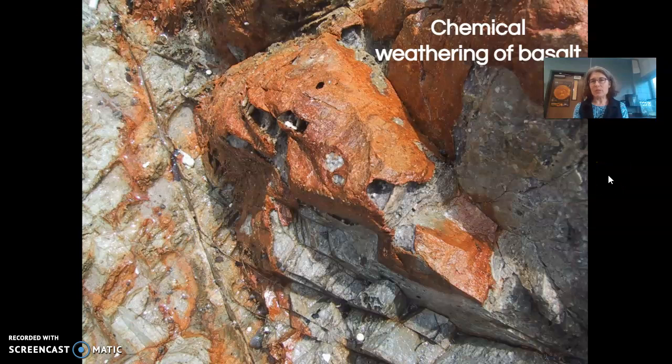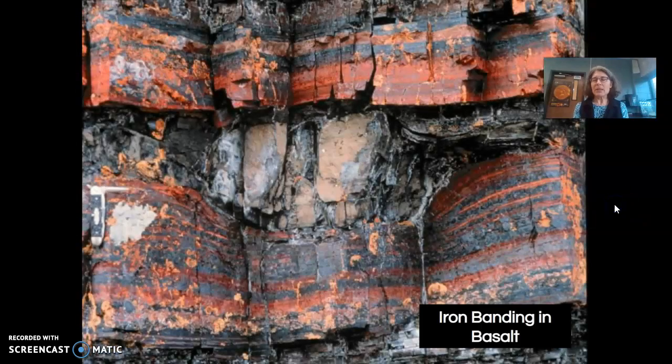So here we have some examples of chemical weathering of basalt. You can see that the iron in this rock has rusted and turned red. And here we're looking at iron banding in basalt, or red beds, which are an important way for us to know when oxygen was first present on Earth.